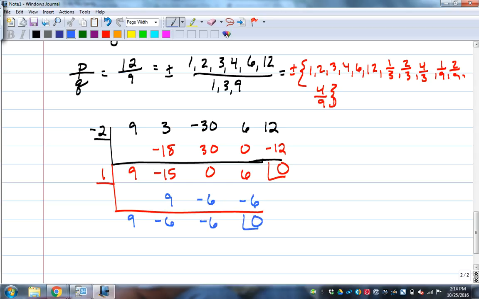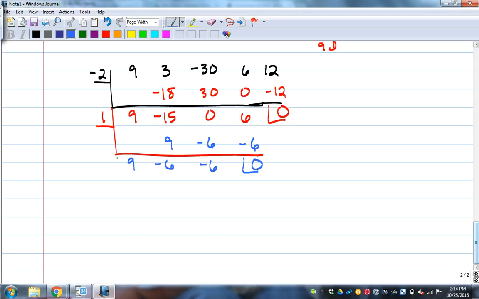Now I have another remainder of 0. What I expected to happen. I saw that happening on the graph. I've got a quadratic left over: 9x squared minus 6x minus 6. I'm going to set it equal to 0 and solve it.